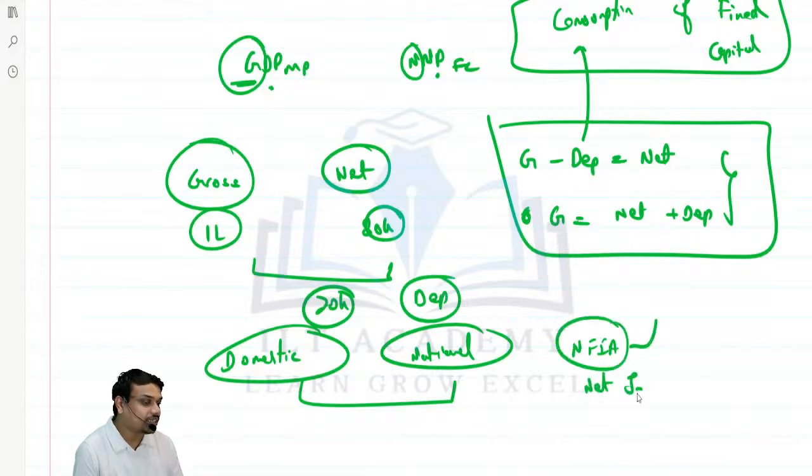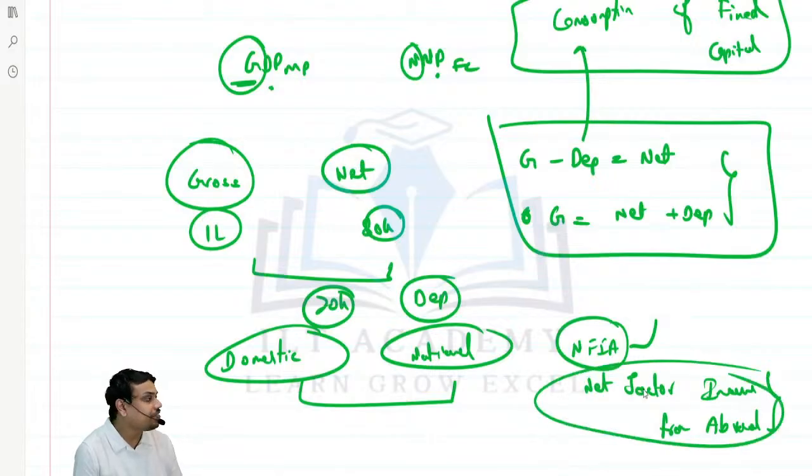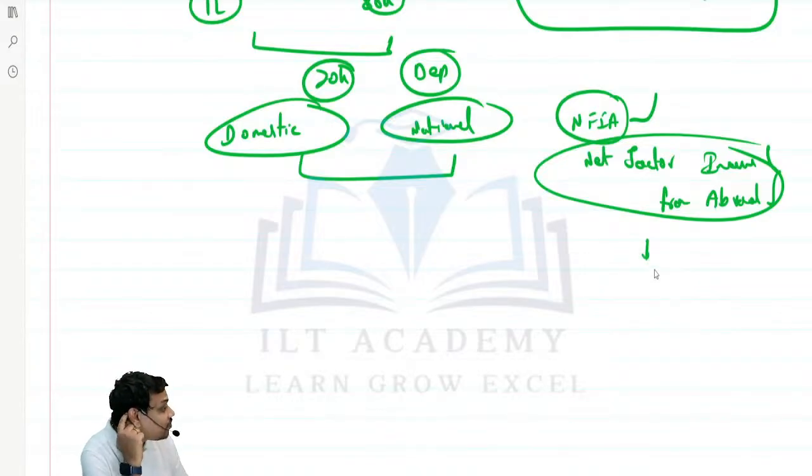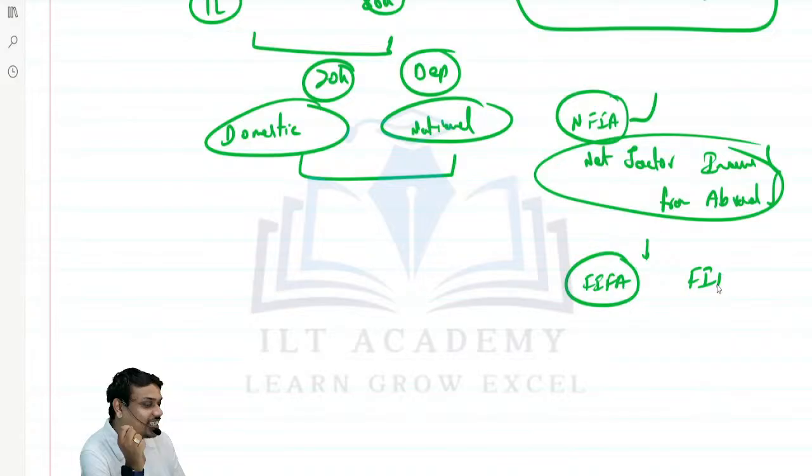नेट फैक्टर इनकम फ्रॉम अब्रॉड. ये आएगा एन एफ आई ए, नेट फैक्टर इनकम फ्रॉम अब्रॉड. एनी डाउट्स? क्लियर? नेट फैक्टर इनकम फ्रॉम अब्रॉड कैसे आएगा? फुटबॉल देखते क्या? फुटबॉल में एक फेमस कप रहता है, उसको क्या बोलते हैं? फीफा वर्ल्ड कप. और एक क्या है? फीटा.